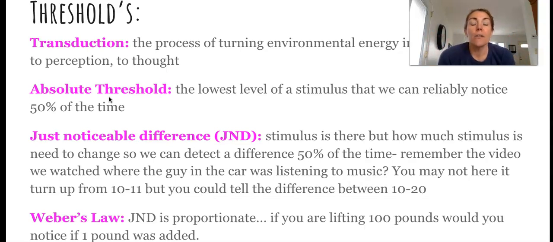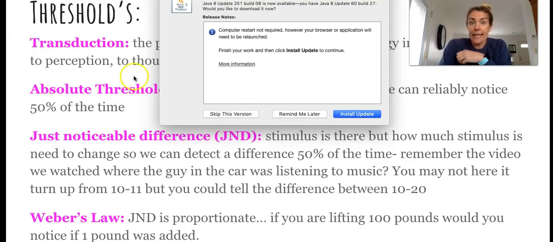Okay, just noticeable difference. That's where the stimulus is there, but how do we notice the change? Like we did that video, remember, in class, where the guy was in the car and he had his music at 10, but he turned it to 11. Could you really notice a difference, or did it have to be at 15 or 20 to notice a difference? So it's just that noticeable difference. That's where the JND is.